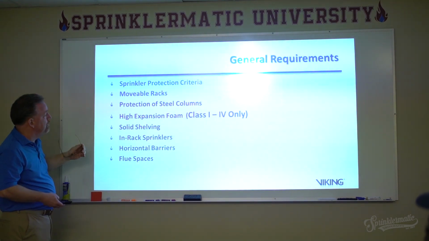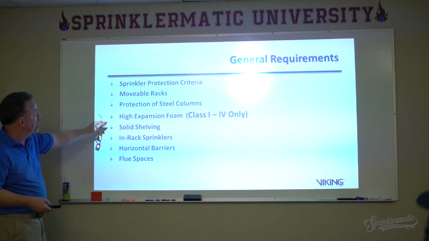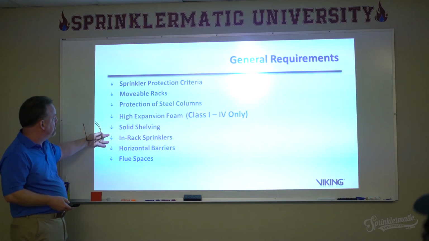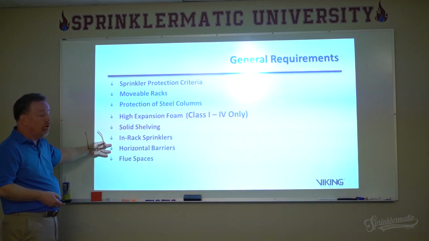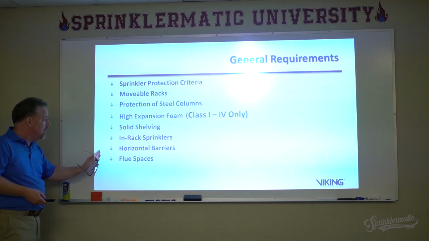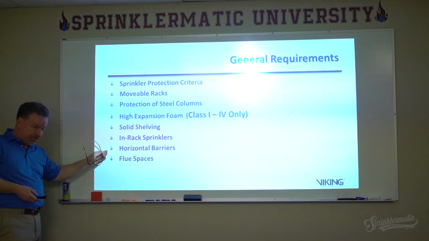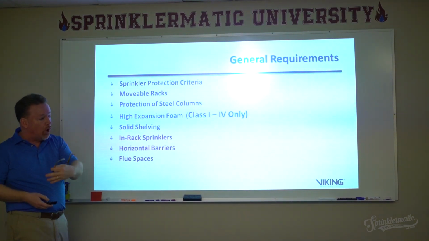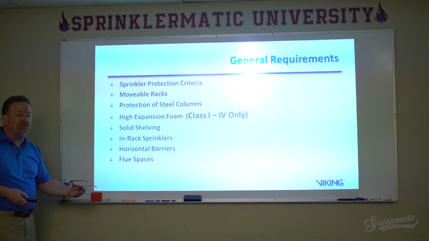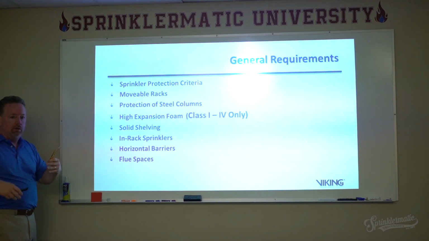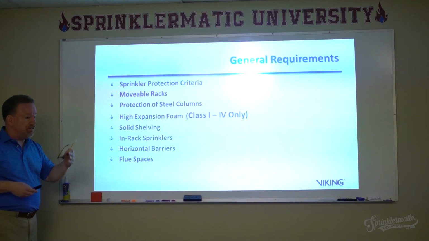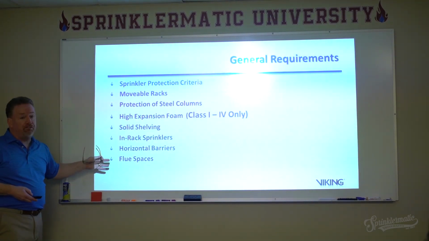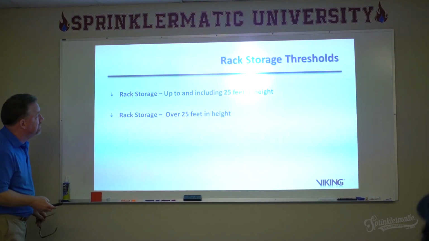High expansion foam becomes an issue for class 1 through 4 only. Solid shelves need to be considered in the general requirements. In-rack sprinklers, horizontal barriers, not necessarily solid shelves, but actual horizontal barriers may be designed into open racks to control fire in specific areas, especially as we get into very tall racks. And then flue spaces need to be maintained.